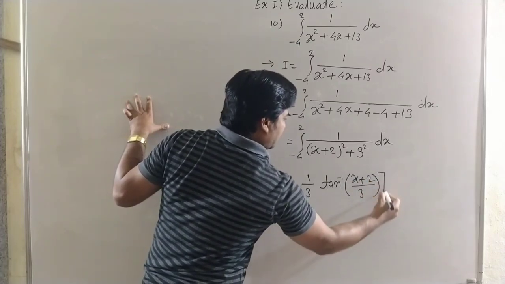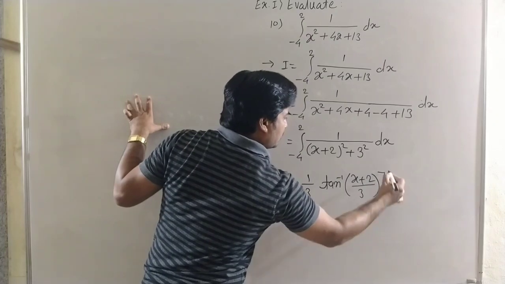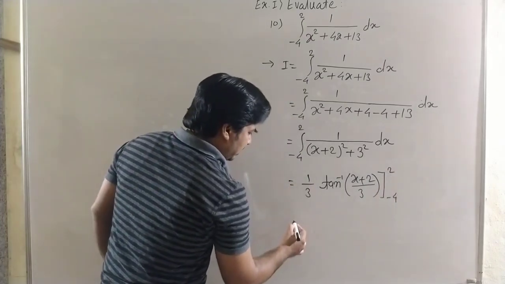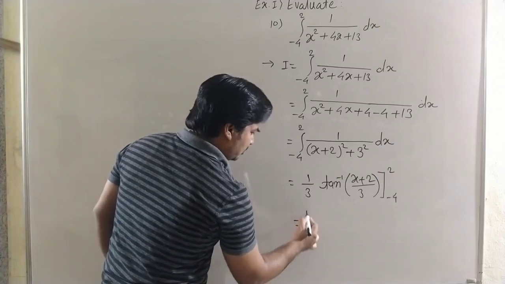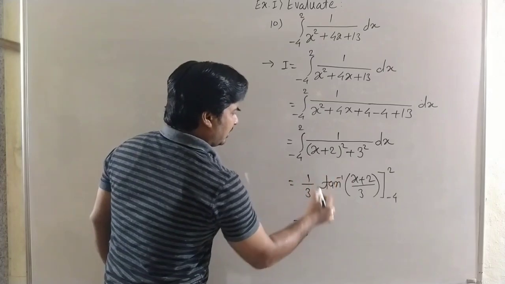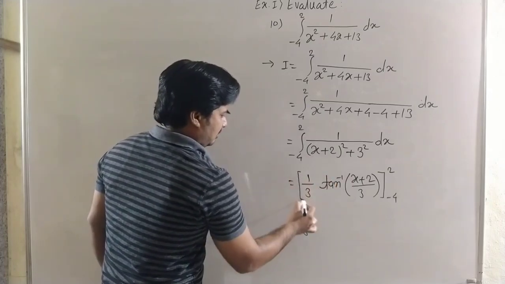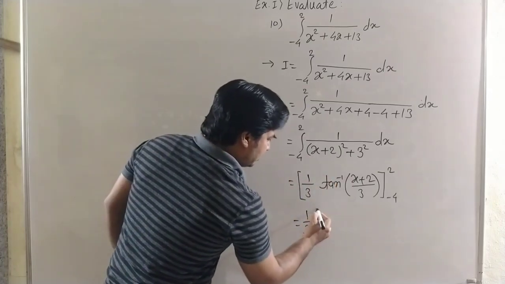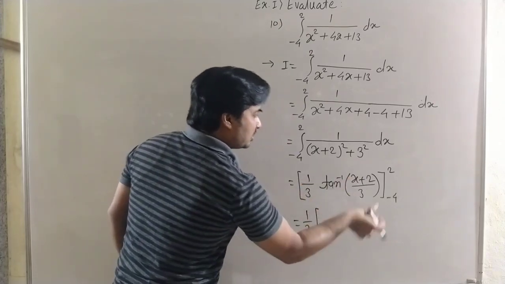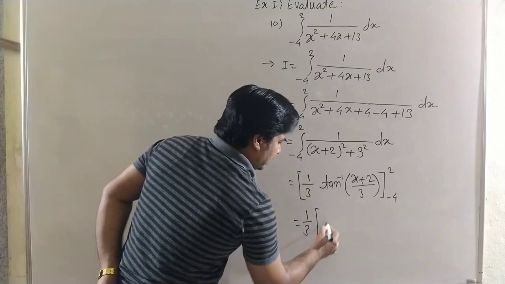Okay, and here the limit is minus 4 to 2. Here this 1 by 3 we can take outside the limit as a constant. Here 3 can go outside the function because it is a constant. Now we put first the upper limit and then the lower limit.